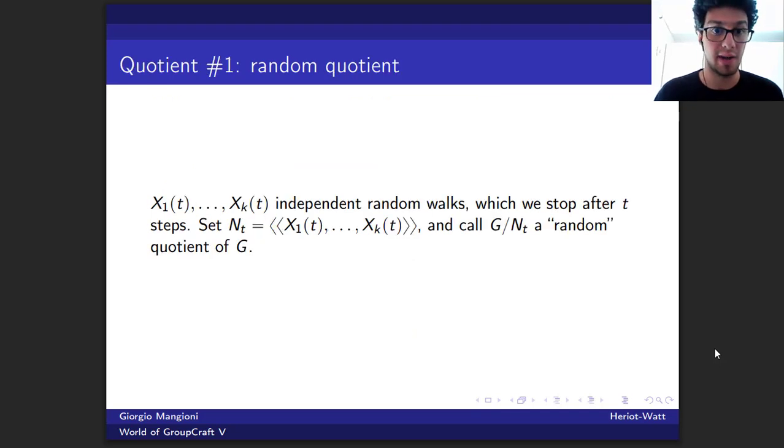But it's important that at every single step the random walk at that step is an element of the group. So what you can do is you can take a bunch of random walks, each independent of each other, so they don't know what the others are doing. You let them go for a while, and then you stop them. You take the subgroup they normally generate, and consider the quotient of the group by this subgroup. And we call it a random quotient because what we did was at each step choosing randomly where to go.